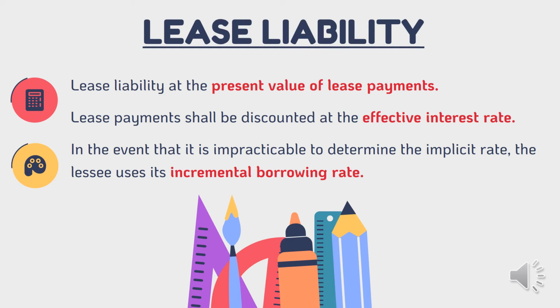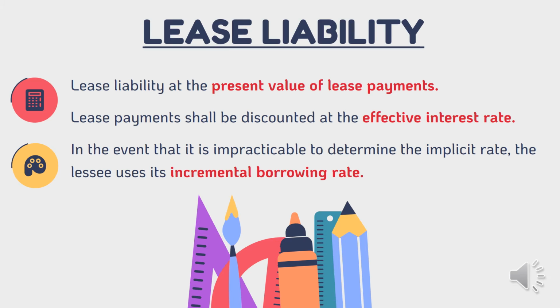So, kung sa may debit side, merong right of use asset, dito naman sa credit side, merong lease liability. Sabi dito, the lessee shall measure the lease liability at the present value of lease payments. Second, the lease payments shall be discounted at the effective interest rate. Kung ano yung implicit rate dun sa may contract. And third, in the event that it is impracticable to determine the implicit rate, the lessee uses its incremental borrowing rate.